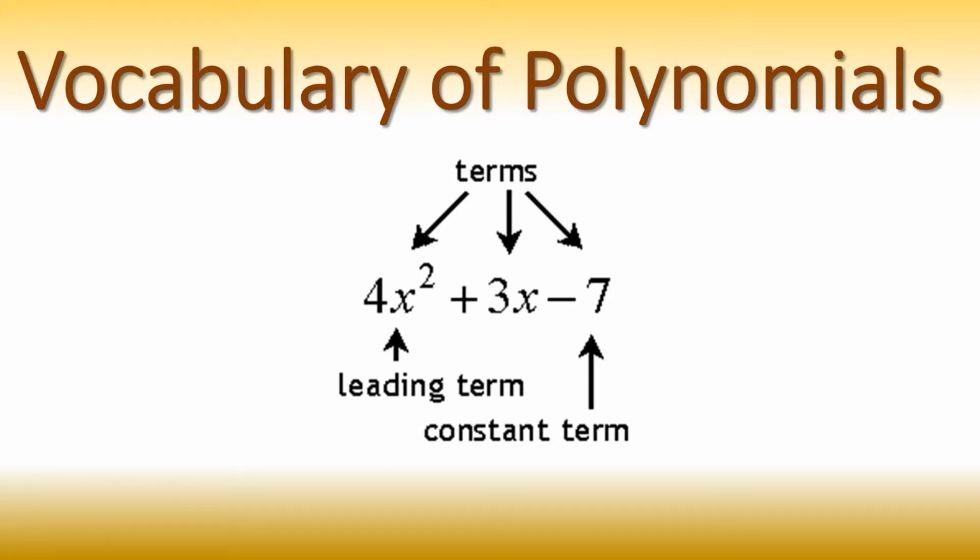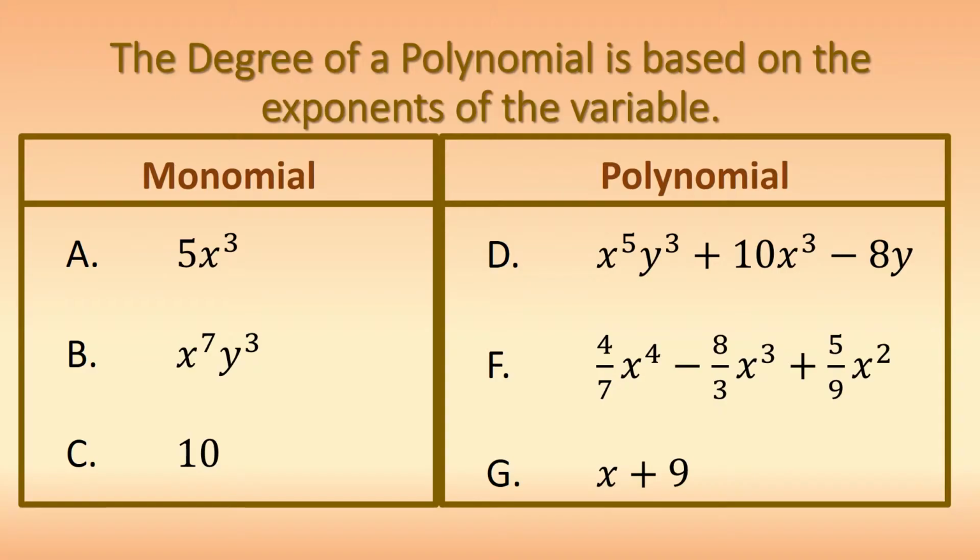More vocabulary. A little bit of review. How many terms do we have? 3. Leading coefficient, leading term. Notice I had the word constant term. A constant term doesn't have a variable. Again, some things you need to know by the end of this unit. Alright, let's talk about degree. The degree of a polynomial is based on the exponents of the variable.